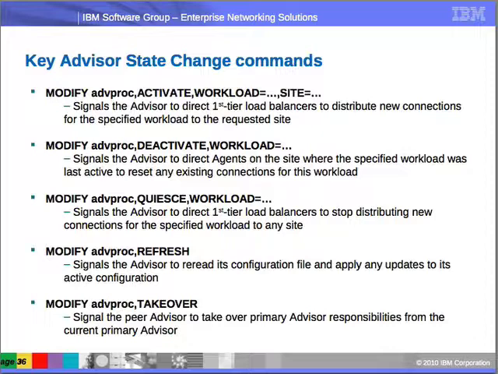There's also a quiesce command, and what that does is it tells the advisor to go to the first tier load balancer and say, stop distributing any new connections for the workload. There's also a refresh command. This is so that if you want to dynamically add or alter workload definitions in your configuration file, you can do that and then do this refresh command, and it will automatically pick up the new changes.